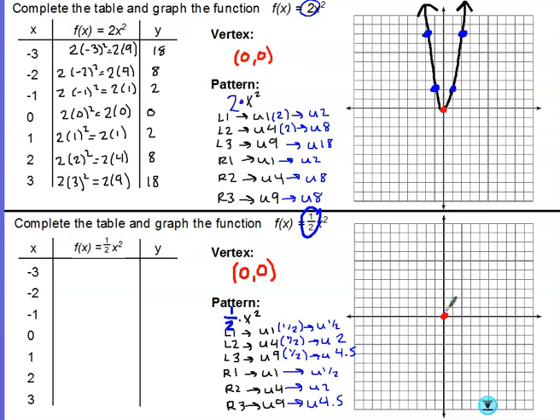From the vertex, we follow our pattern. Left 1, up just 1/2 now. Back to the vertex, left 2, up 2. Back to the vertex, left 3, up 4.5. Back to the vertex, right 1, up 1/2. Back to the vertex, right 2, up 2. Back to the vertex, right 3, up 4.5. And our graph is going to look something like this. So it's a little bit wider than my other two graphs have been. It got squished down about half the height.